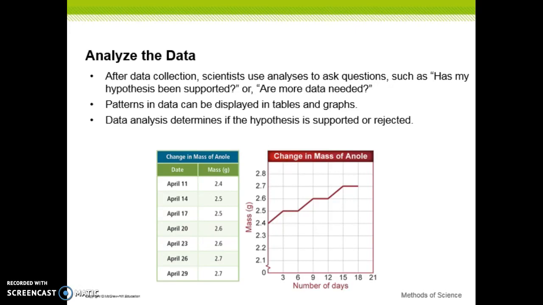Patterns in data can be displayed in tables and graphs. Data analysis determines if the hypothesis is supported or rejected.